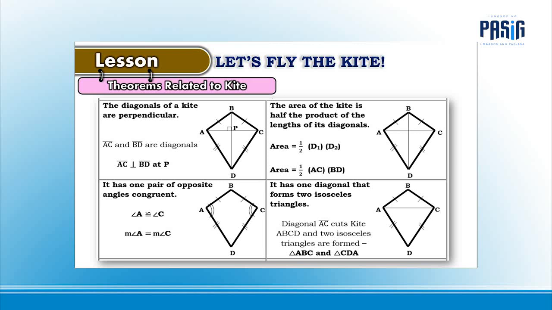It has one pair of opposite angles congruent. In the given figure, the only pair of opposite angles that are congruent are angle A and angle C. It has one diagonal that forms two isosceles triangles. Diagonal AC cuts kite ABCD and two isosceles triangles are formed, triangle ABC and triangle CDA.